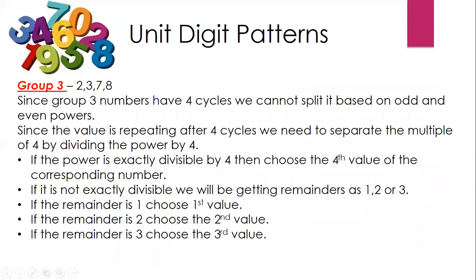Now, what if it is not exactly divisible? If it is not exactly divisible, then definitely we'll have some possible remainders. So the remainders can be either 1, 2 or 3. If the remainder is 1, we'll take the first value. If the remainder is 2, we'll take the second value. If the remainder is 3, we'll take the third value.